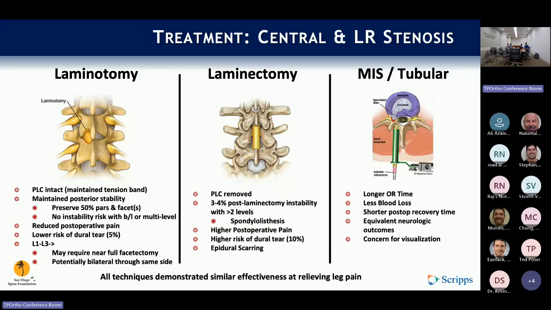and epidural scarring. Another modality is the MIS tubular version, which essentially uses dilating tubes over the area of decompression. The idea is to spare some of the soft tissues with this. Some studies show longer OR times, but less overall blood loss. They do have a shorter post-op recovery time, but essentially equivalent neurologic outcomes to the other modalities. Sometimes there are issues with visualization since you're looking down a long tube, so it does take some practice to get facile with this.